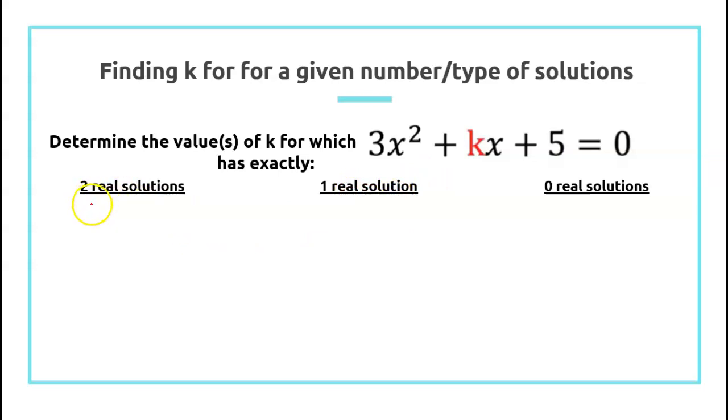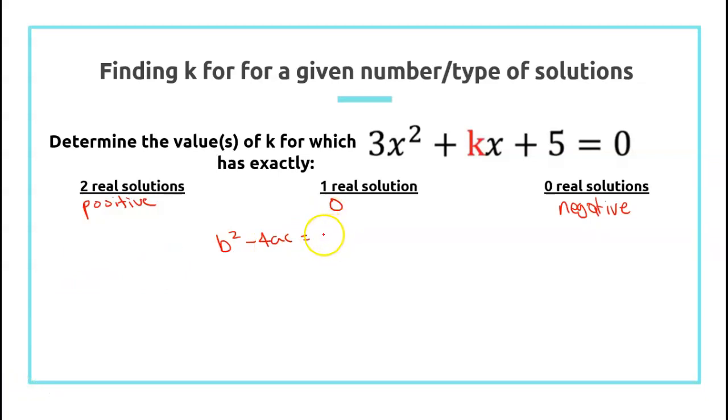Well, it is trying to find when our discriminant gives 2 real solutions. And we know that is because when our discriminant is positive, we have 2 solutions. When our discriminant is equal to 0, we have 1 real solution. And when we have a negative discriminant, we have 0 real solutions. So this is what the question is really asking. The question is asking us to take our discriminant, our b squared minus 4ac, and set it equal to something.